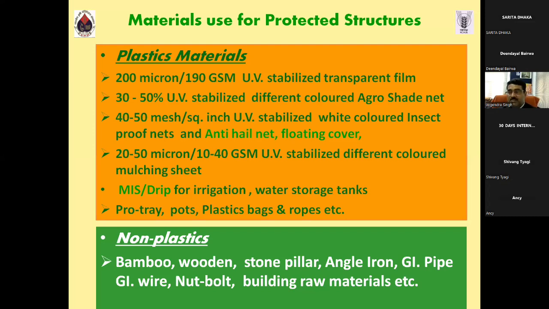And the high-tech nursery requires pro trays or plastic cups and plastic trays. So, non-plastic material: these are the role of the structure. The structure will be made of bamboo, wood, stone pillar, angle iron, and GI pipe. Nowadays, one of the most suitable materials is round GI pipe or square GI pipe, B grade. So these are the materials involved in the development of protected cultivation technology and the structure. Without this covering material and structure material, we cannot develop protected cultivation technology.